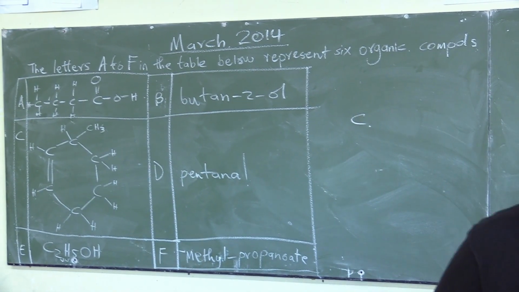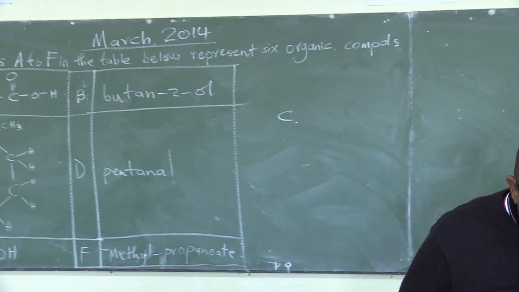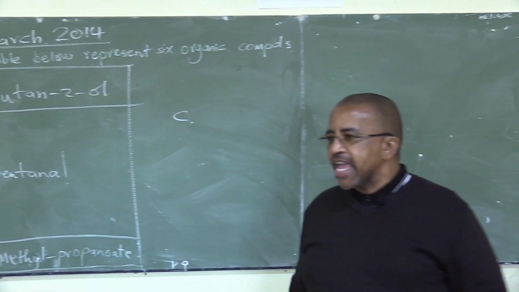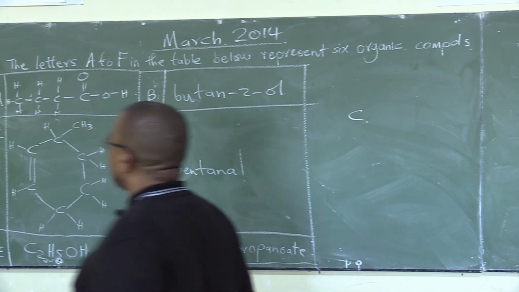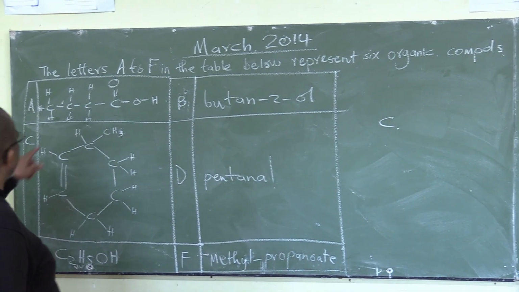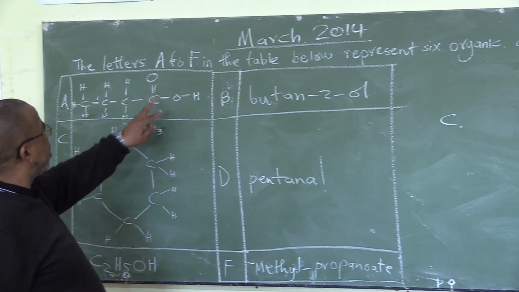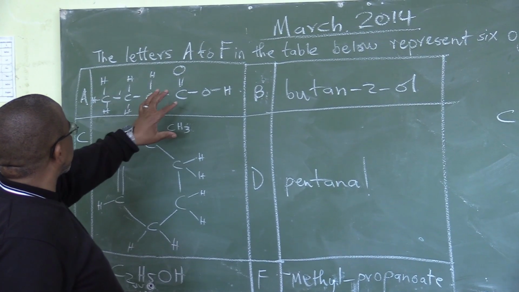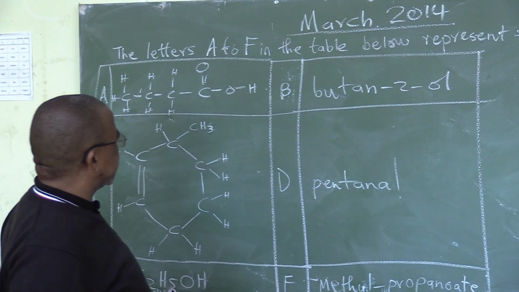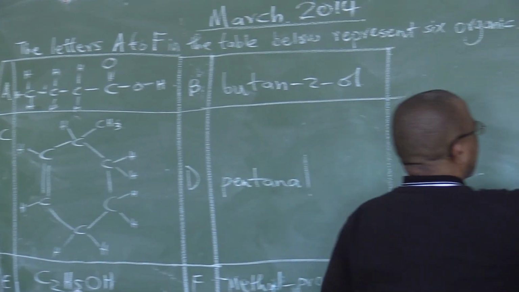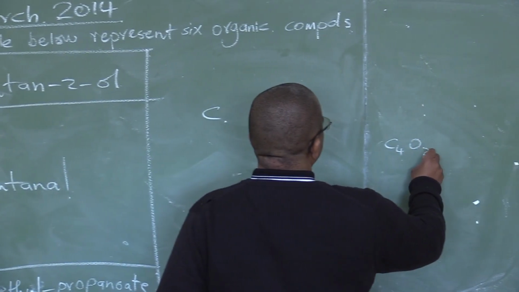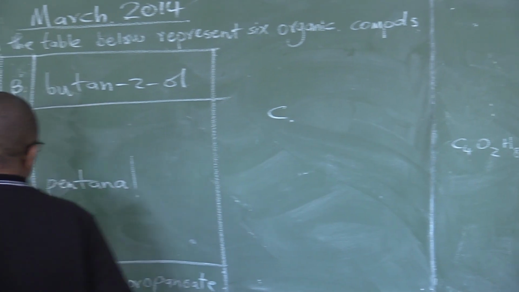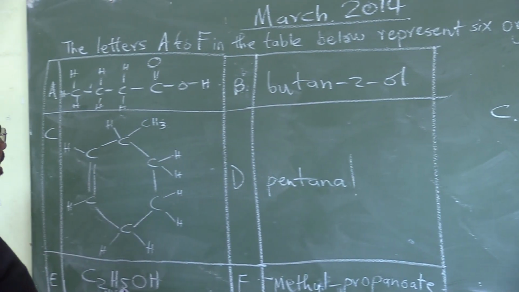Number 2: write down the letter that represents a compound that is a structural isomer of compound A. A structural isomer of compound A. Compound A has 4 carbons, 2 oxygens, and 8 hydrogens. So we want to check for that structure with 4 carbons, 2 oxygens, and 8 hydrogens. Let us check. So it should be a structural isomer.